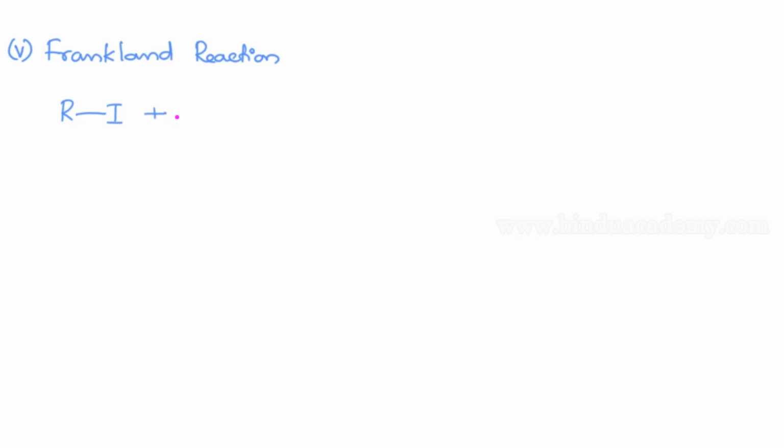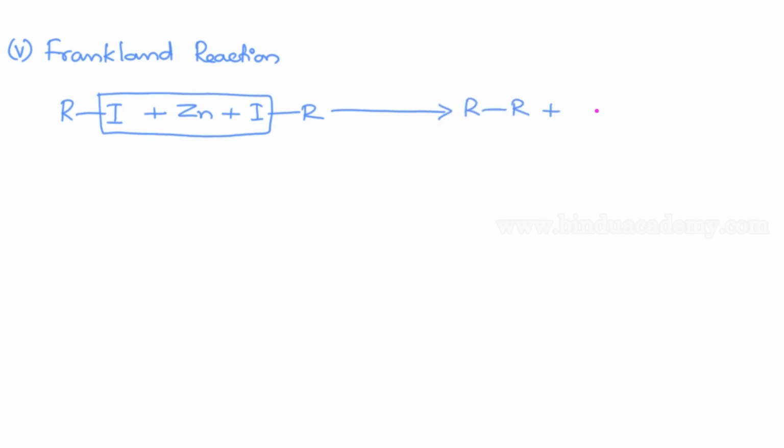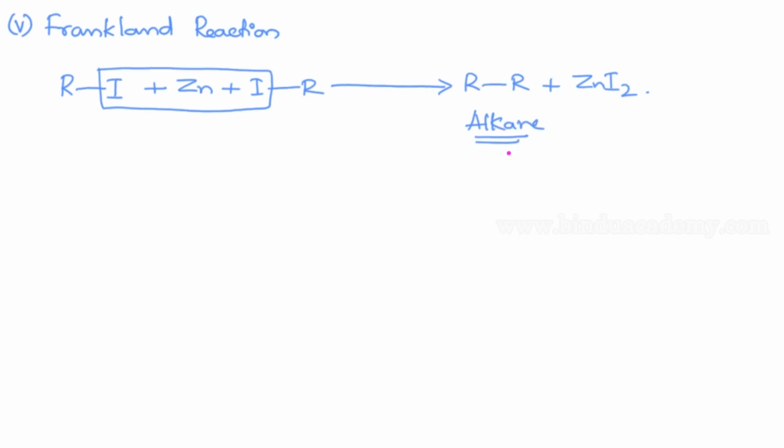Instead of sodium metal in a Wurtz reaction, we have to take zinc metal here. The same type of reaction is taking place here. So now this combination takes place, and we get R-R, and along with that ZnI2 is produced. Okay, not two molecules, only one molecule of ZnI2 is produced. So this is a Frankland reaction, and in that an alkane is formed.